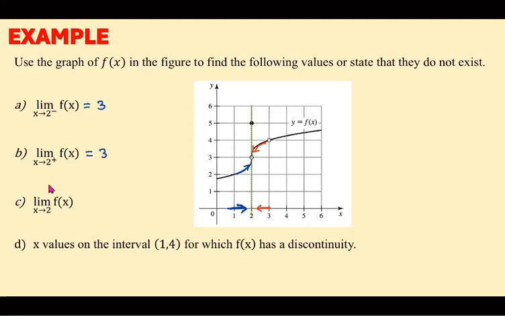And for part C, the limit as x approaches 2, that means from both sides. When x approaches 2 from the left or from the right, from both sides, the function value is getting closer and closer to 3. So the left-hand limit and right-hand limit are equal, so the limit exists in this case, and that is equal to 3.